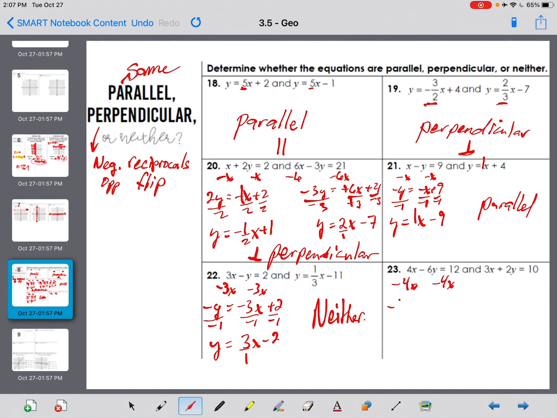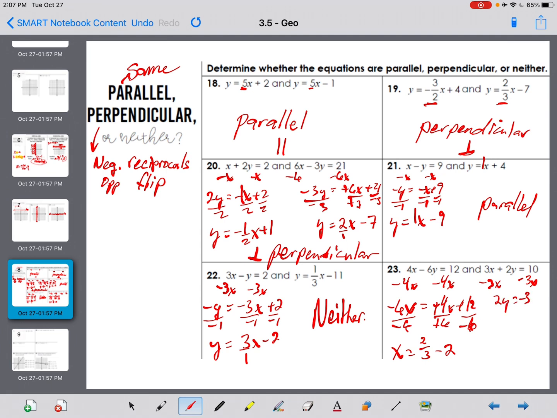And I would definitely check my math on those just to make sure. Now, if we look at 23, we got to solve both of them. So let's move that 4x. Negative 6x equals negative 4x plus 12. Divide by negative 6. X equals, negative makes positive, 2 goes into 4 2 times, it's into 6 3 times, 6 goes into 12 2 times.